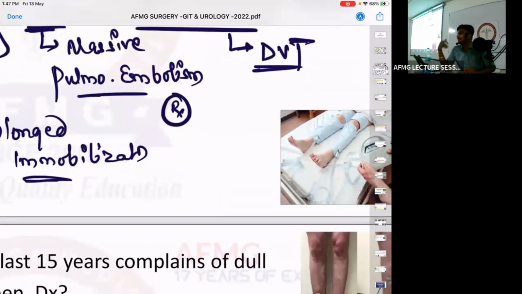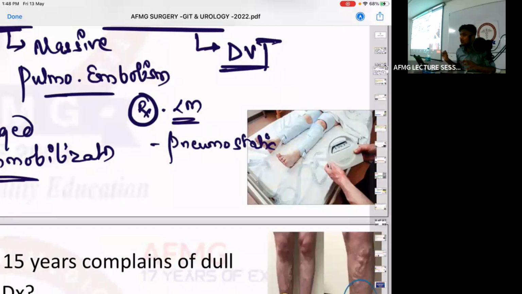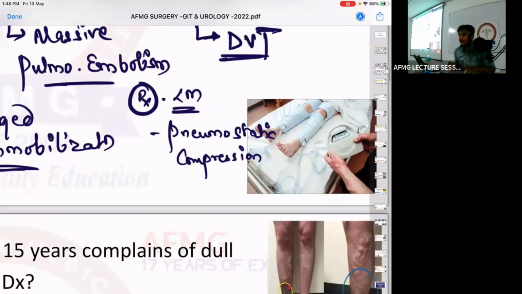If the patient presents with massive pulmonary embolism, definitely you need to do thrombolysis in that patient. But if the patient presents with DVT only, तब क्या करोगे? You will give compression stockings. First of all, you will ask the patient for lifestyle modification, weight reduction, exercise, all of that. But after that, you will ask the patient to use pneumostatic compression stockings.